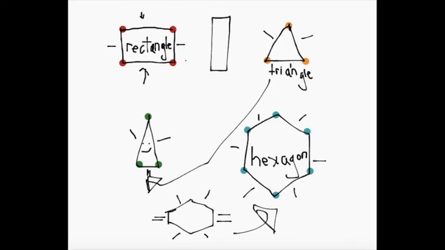And what if I draw a rectangle this way? Is it still a rectangle? Yes. Now what if I draw a 4-sided shape with 4 corners, but all the sides are the same size, the same length? That's a square.